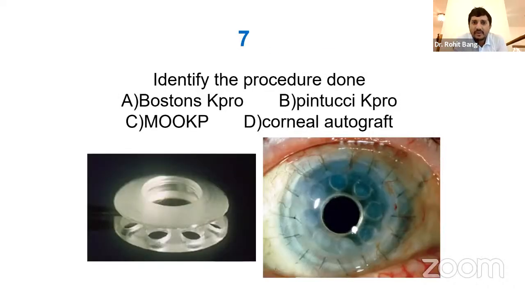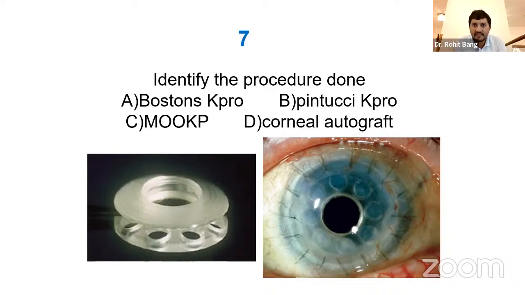Now, a comparatively simpler question, identify the procedure which has been shown in the photo, whether it's a Boston K-Pro or a Boston keratoprosthesis, whether it's a Pintucci keratoprosthesis, it's a MOOKP, which is called modified osteo-odonto-keratoprosthesis, or whether it's just a simple corneal autograft. 20 seconds for all of you. Obviously, you're seeing something different, so it's not a corneal autograft. So whether it's a Boston K-Pro or a Pintucci or a MOOKP or a corneal autograft, I guess is ruled out.